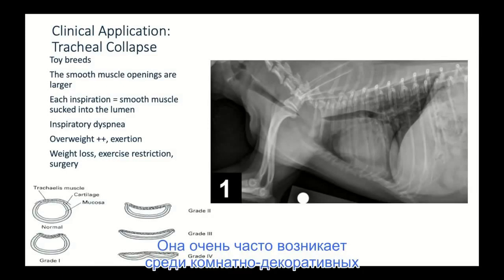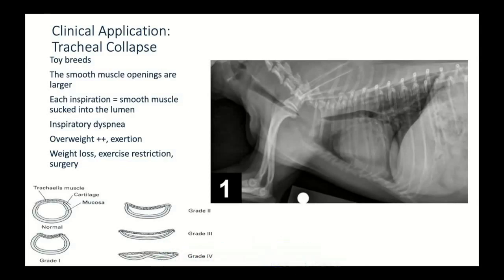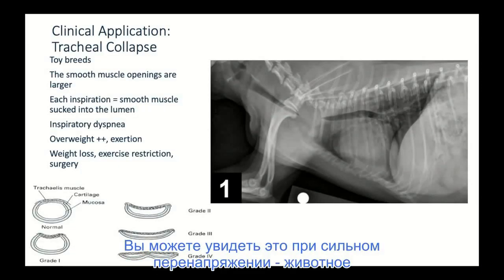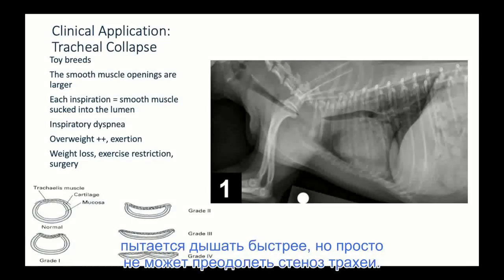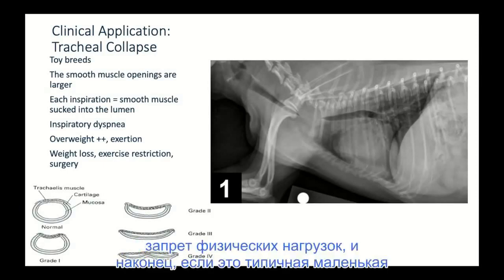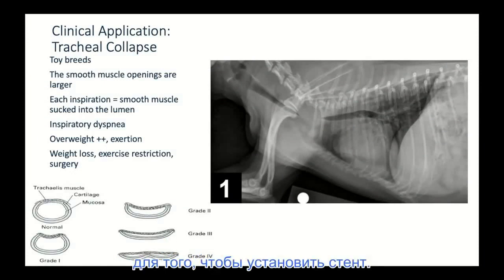It's very common in toy breeds. Yorkies are a key offender. Also, if they're overweight, it's more likely to happen. And if they overexert themselves, that's typically when you see it, because they're trying to get a faster respiratory rate and they just can't combat that collapsing trachea. Typical treatment is weight loss if they're overweight, exercise restriction, and then of course if they're a typical small fit dog in good health, it would be surgery to place a stent.